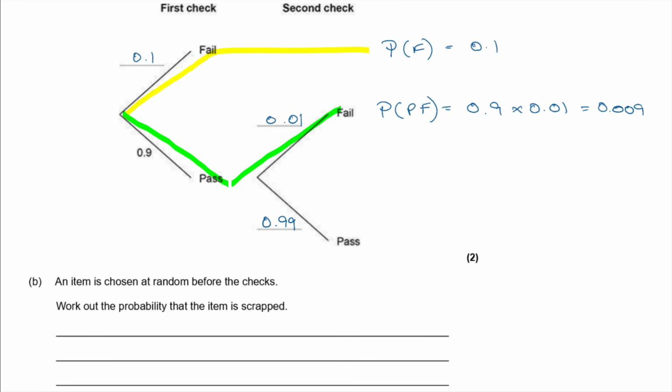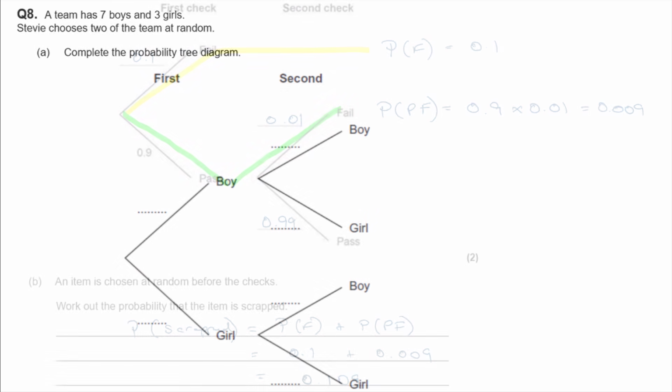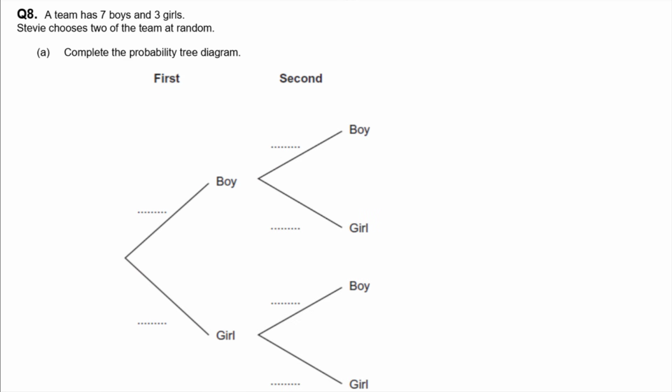So then what is the probability that it's scrapped? Well, the probability that it's scrapped is the probability that it fails the first time plus the probability it passes and then fails. And we worked out that that was 0.1 plus 0.009. So overall that is 0.109.